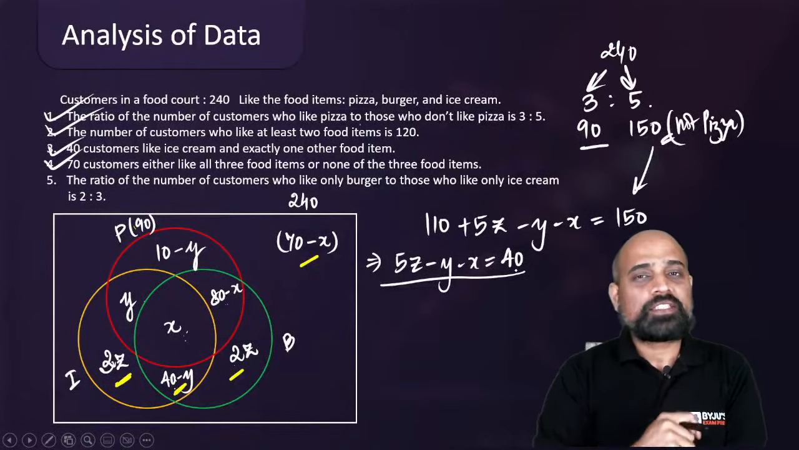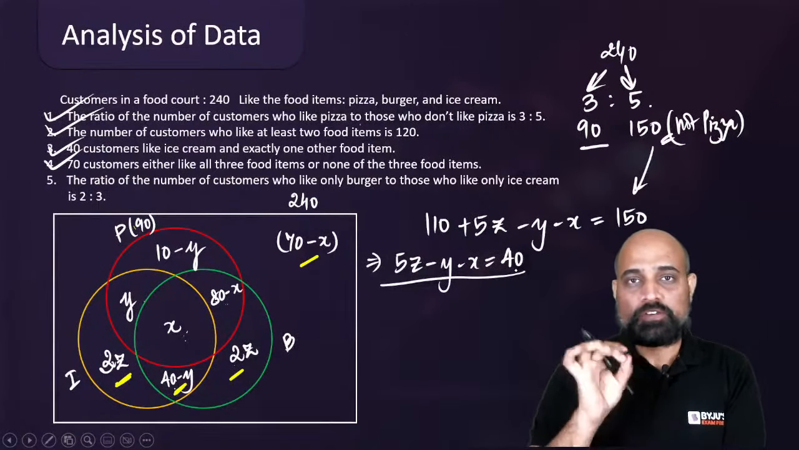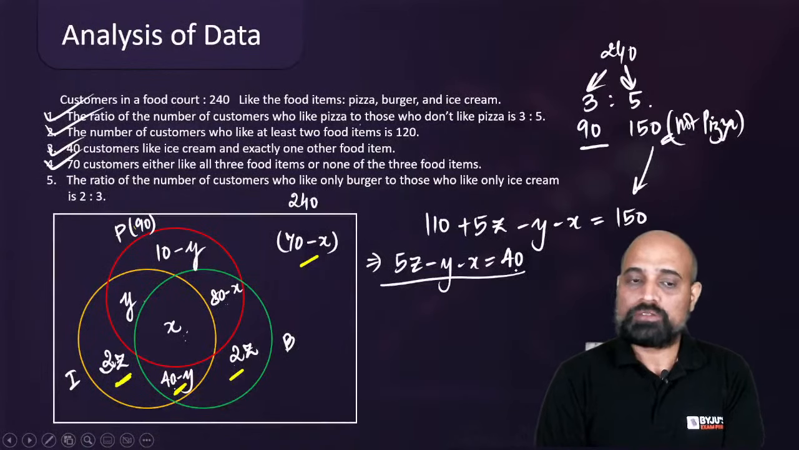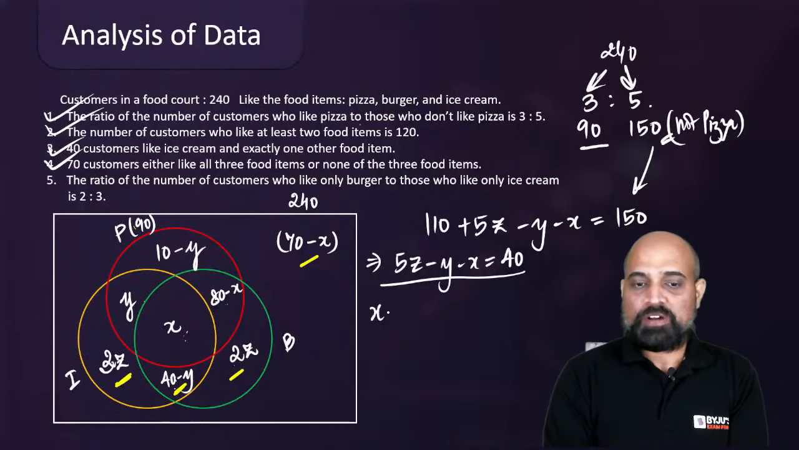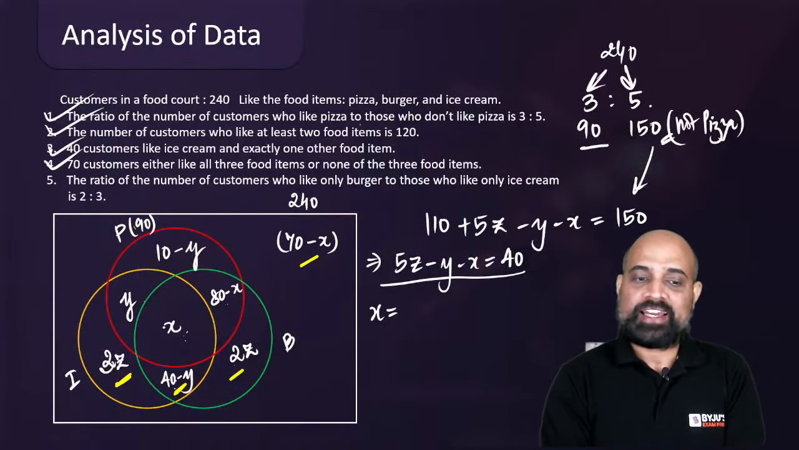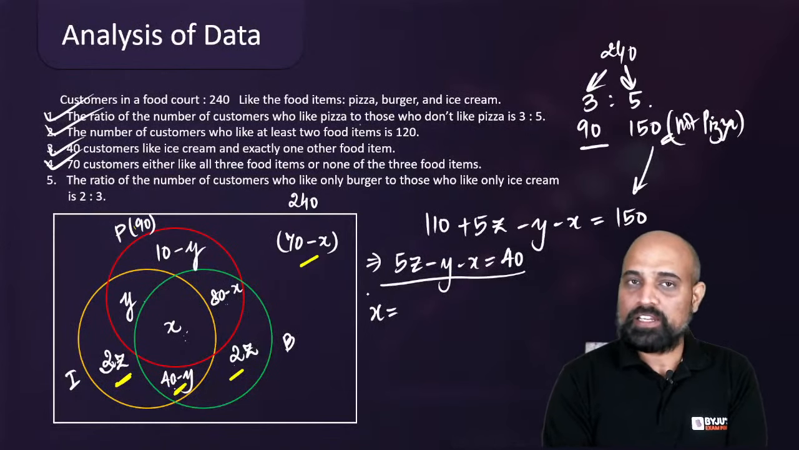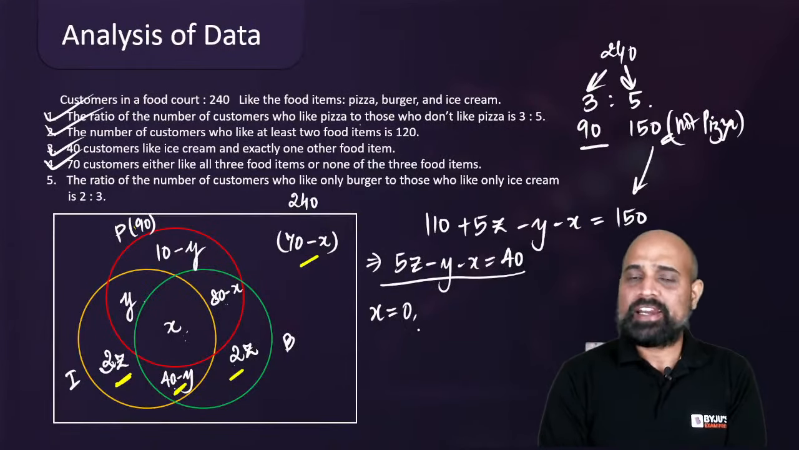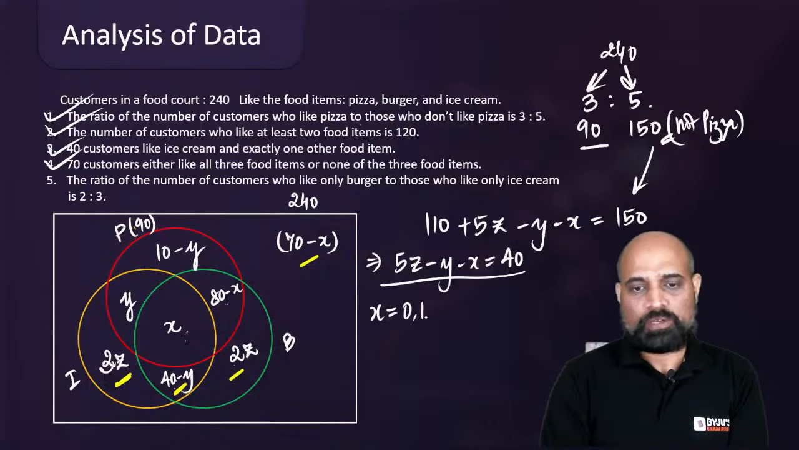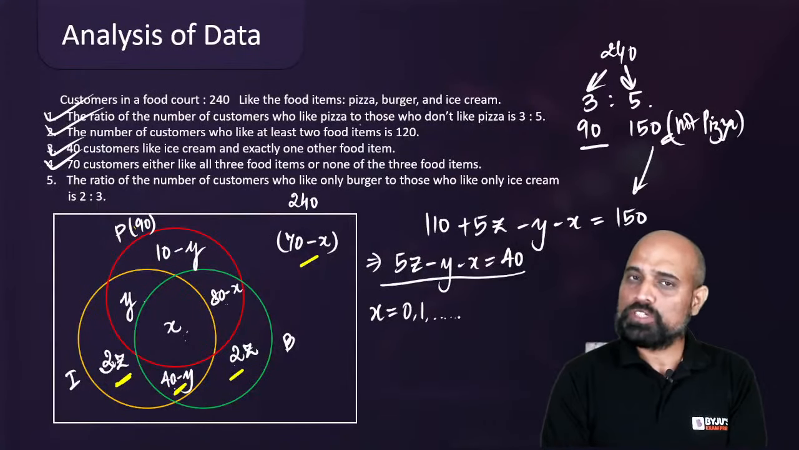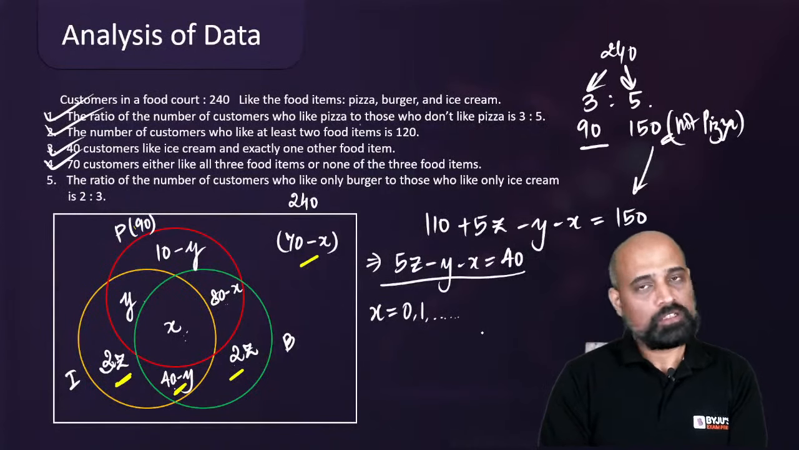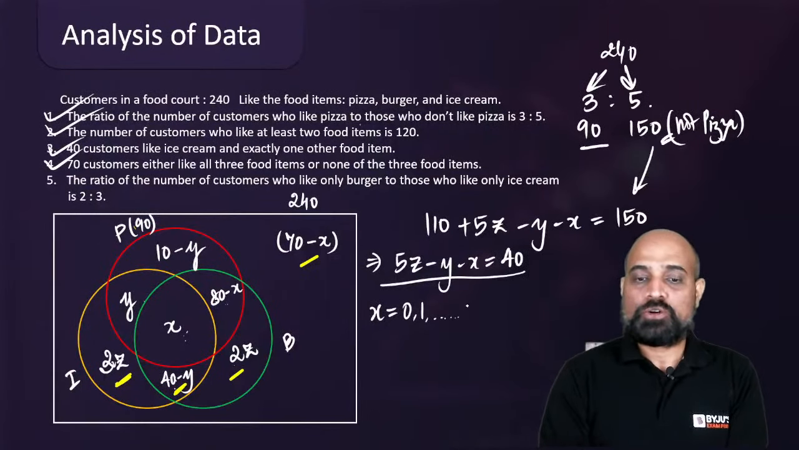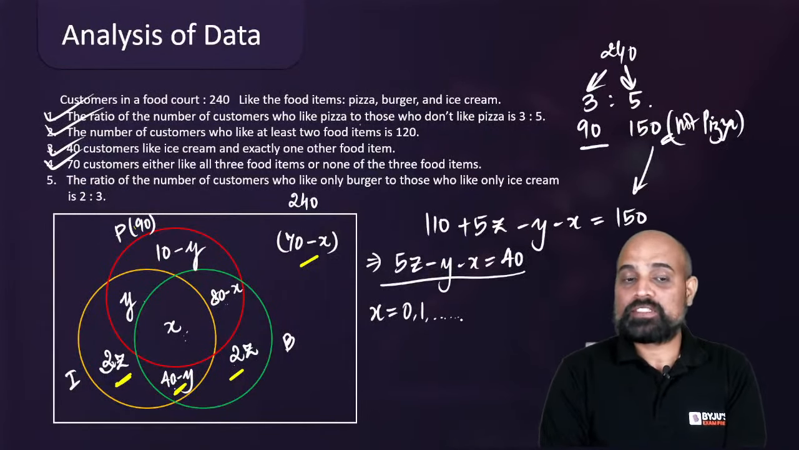Now there is an unsaid rule in set theory questions. The value at every region should be a whole number. So what is the minimum value of x that we can put? Can I take x is equal to 0? Will that be any issue? No, you can absolutely take x as 0. Can I take x is equal to 1? Absolutely. Can I take x is equal to 2, 3, 4, 5? Will that work? Absolutely. So what is the maximum value of x that I can put?